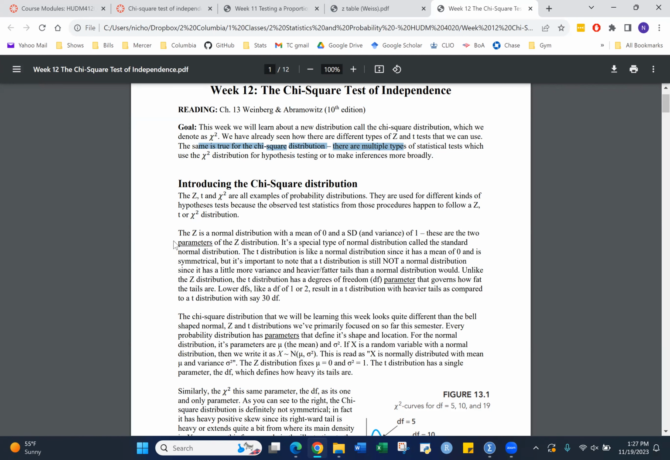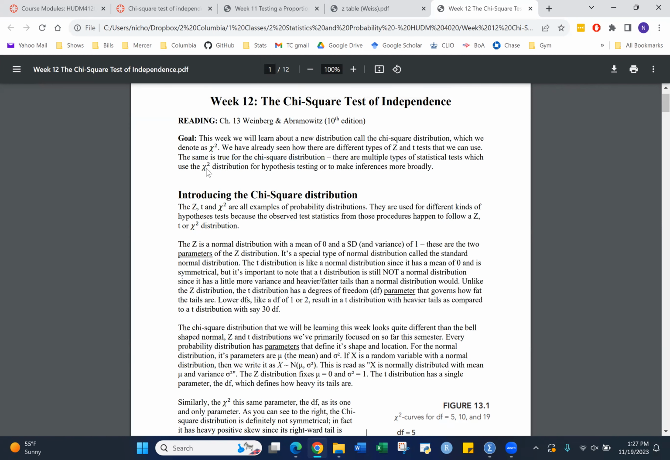This week we'll be talking about the chi-square distribution and the chi-square test of independence. Although, as the notes suggest, there are a few different uses of the chi-square distribution when it comes to testing hypotheses. The only one that you're expected to really know and master in this course is the chi-square test of independence, which we can also call the chi-square test of association.